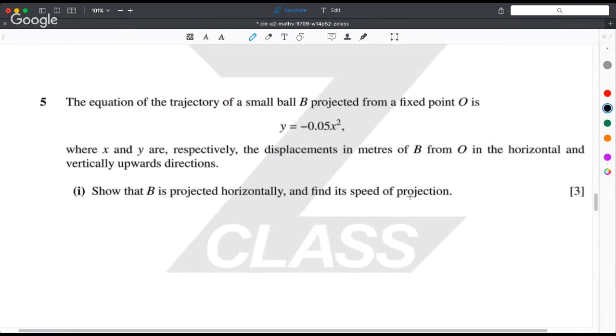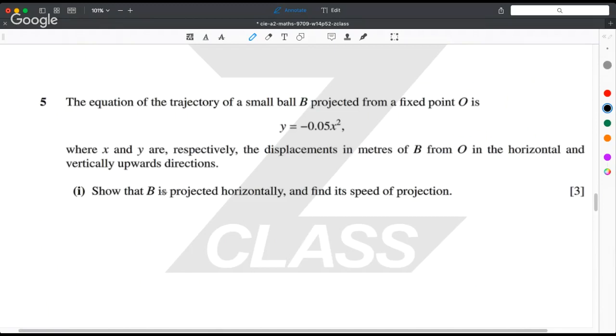Okay, question 5. So we're given the equation for the trajectory of this ball. And you see we're given it non-parametrically. So we're given y and x, but it doesn't say anything about t. So although they don't really state it in this question, the assumption is that the only acceleration that the thing is undergoing is due to gravity. Like, you need that information.